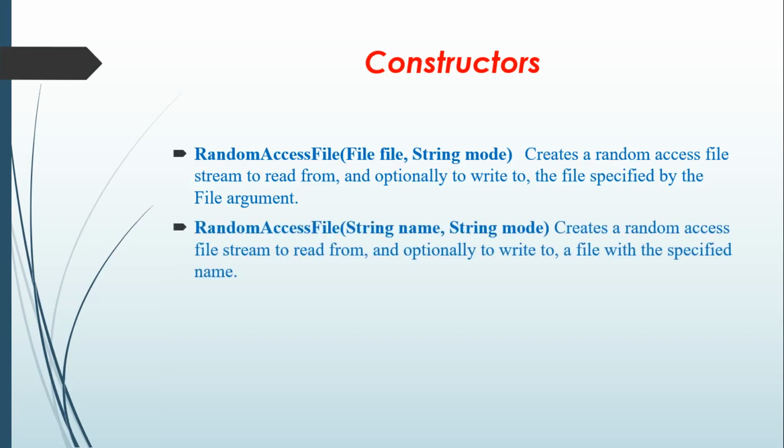The file is specified by the file argument. The second one is RandomAccessFile(String name, String mode). It also takes two arguments. The first one is the string name and the other one is the mode. It creates a random access file stream to read from and optionally to write to a file with the specified name.